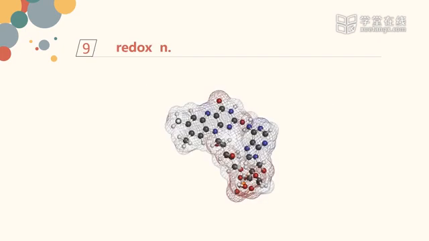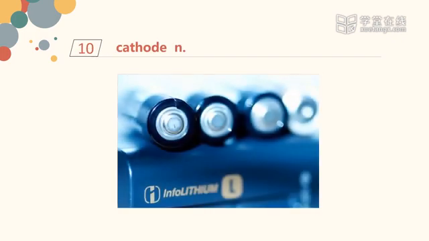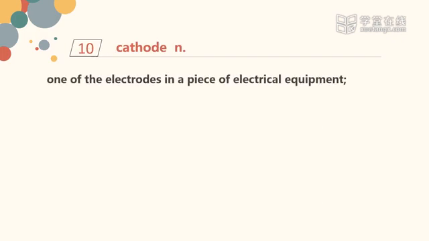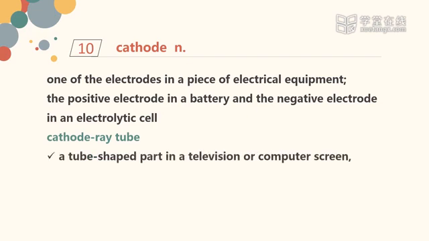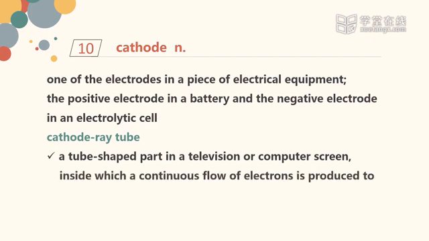Number 9. Redox. Another term for oxidation reduction. Number 10. Cathode. One of the electrodes in a piece of electrical equipment. The positive electrode in a battery, and the negative electrode in an electrolytic cell. Cathode ray tube. A tube-shaped part in a television or computer screen, inside which a continuous flow of electrons is produced to create the image or text.